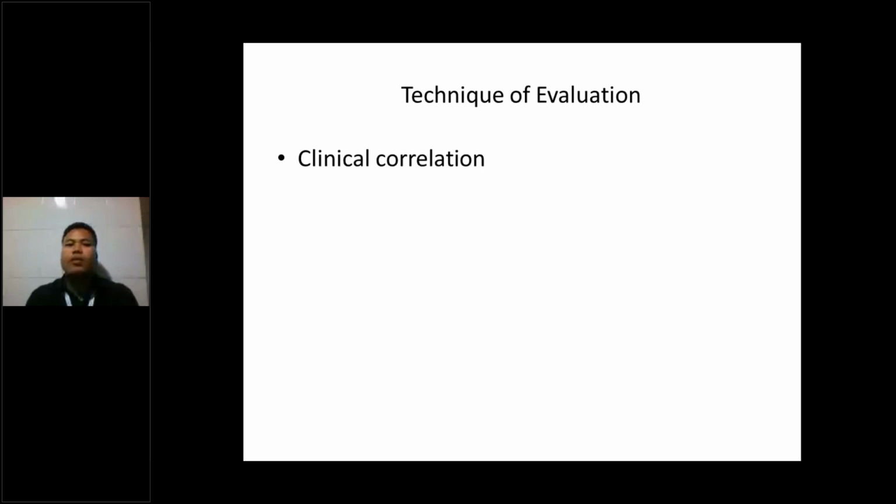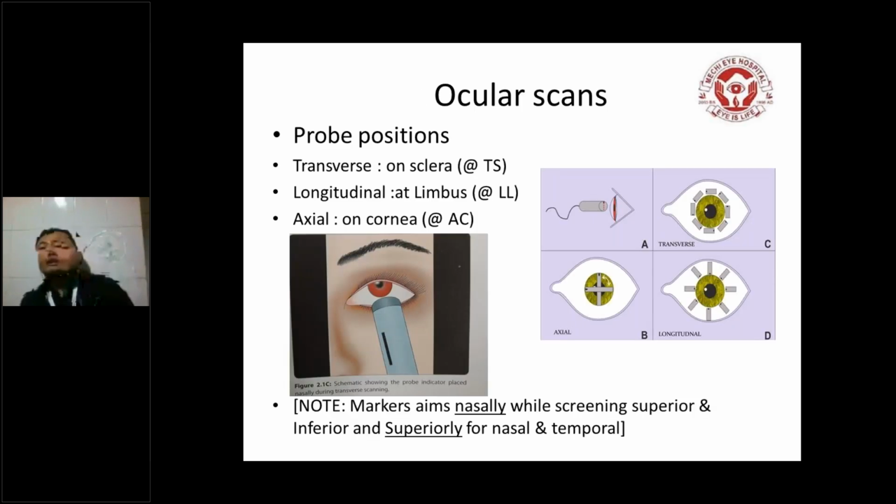Now there are three types of scan in case of ocular scan: transverse scan, longitudinal scan, and axial scan. In transverse scan, the probe is placed on the sclera. In longitudinal scan, the probe is placed at the limbus. In axial scan, the probe is placed on the cornea.